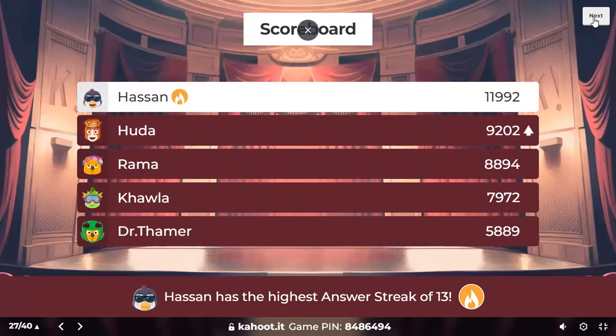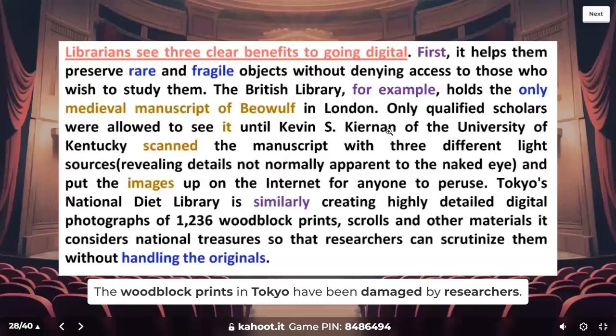Well done, you have a streak of 13 correct answers. Now this means that you answered all the questions correctly.